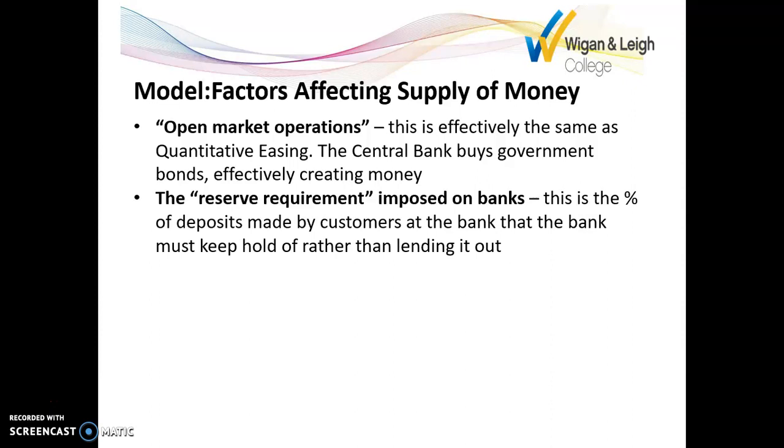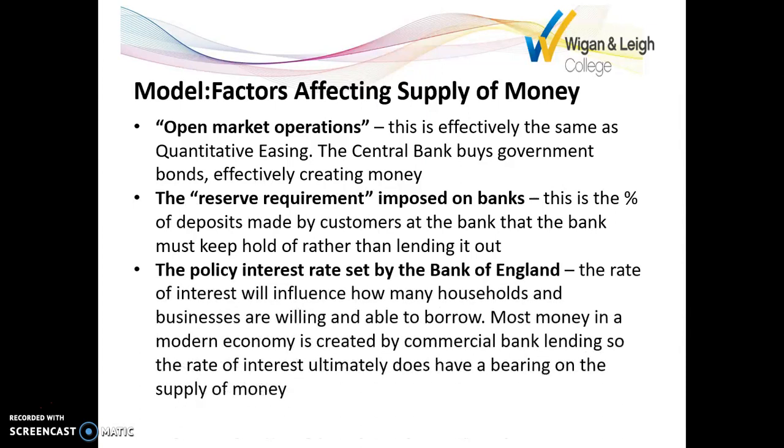Now we're going to have a look at the reserve requirement imposed on banks. This is a percentage of deposits made by customers of a bank that the bank must keep hold of rather than lending out. Because we need our cash. We can't just give a bank money and expect them to use it all. We have to go and physically get cash sometimes. Banks, therefore, have to have a certain amount saved.